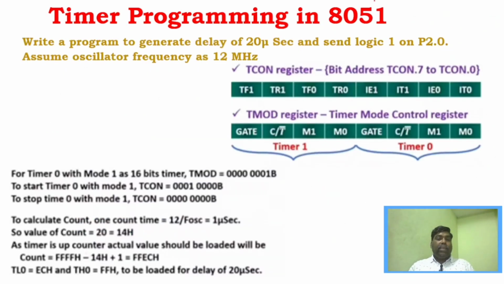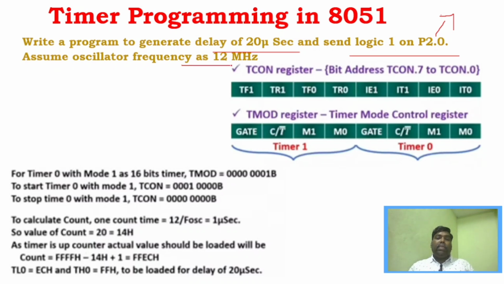You can see here the program is to write a program to generate a 20 microsecond delay. I'm going to use a delay, and then send logic 1 to port 2.0. I have to send logic 1 to this particular pin after creating the delay. They have given the oscillator frequency as 12.